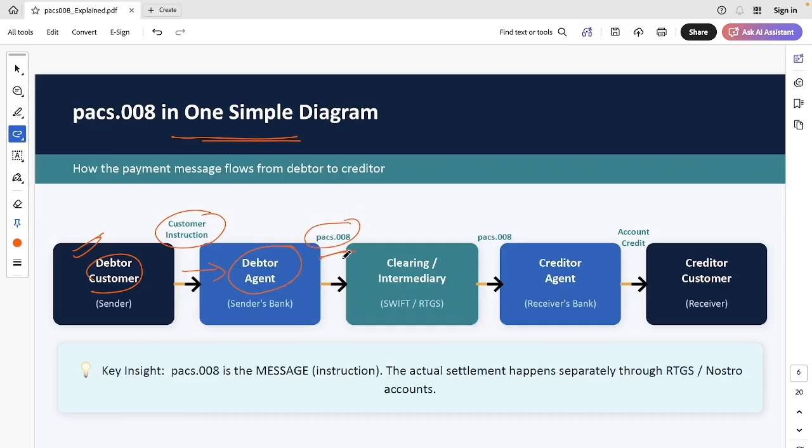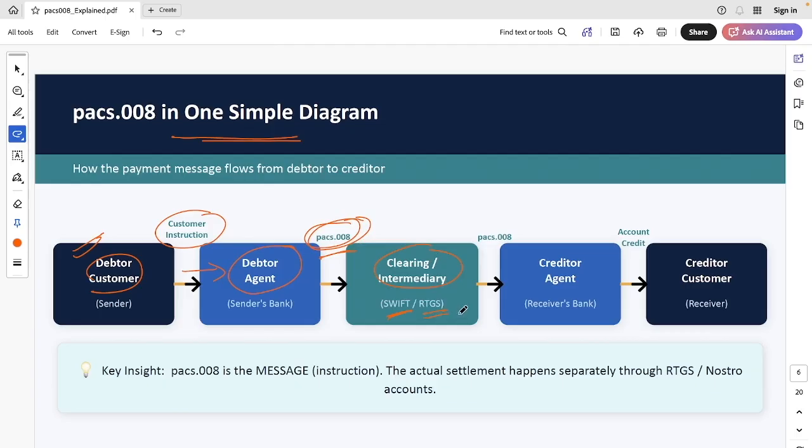This message carries the payment instruction, like who is sending the money, who is going to receive the money, how much is the amount, which currency, what banks are involved, and other payment reference details. Then this pacs.008 message moves to the clearing or intermediary system. This could be Swift in cross-border payment, an RTGS in domestic high-value payments, or any intermediate banks in a correspondent banking network.